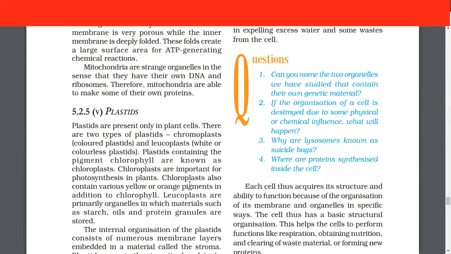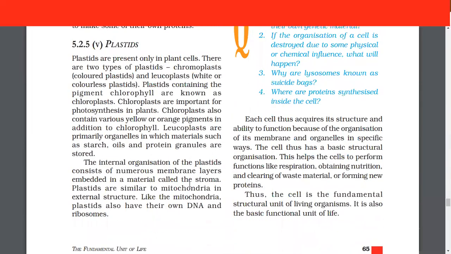Plastids. Plastids are present only in plant cells. There are two types of plastids, chromoplasts and leucoplasts. Plastids containing the pigment chlorophyll are known as chloroplasts. Chloroplasts are important for photosynthesis in plants. Chloroplasts also contain various yellow or orange pigments in addition to chlorophyll. Leucoplasts are primarily organelles in which materials such as starch, oils, and protein granules are stored.